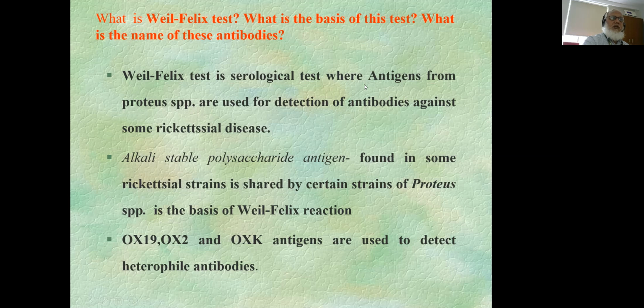So these scientists discovered that antigens from Proteus species can be used for detection of antibody against some rickettsial diseases. These antigens are alkali stable polysaccharide antigens, and they cross-react, being shared by certain strains of Proteus species. So OX19, OX2, and OXK antigens are used to detect heterophile antibodies of Rickettsia.